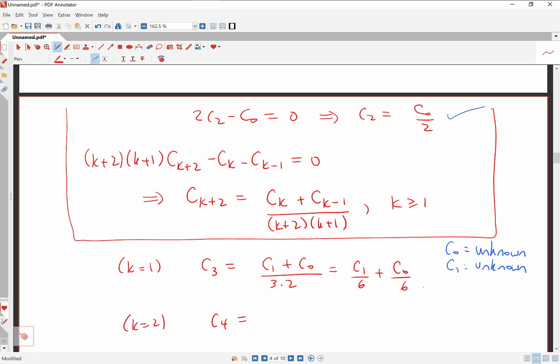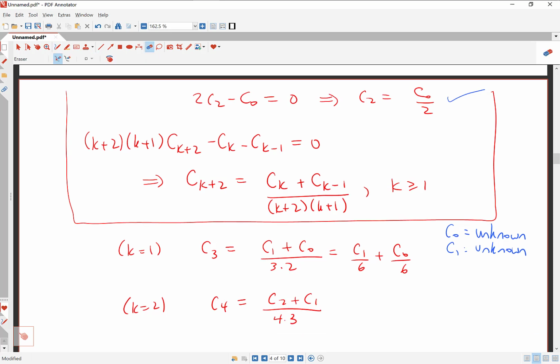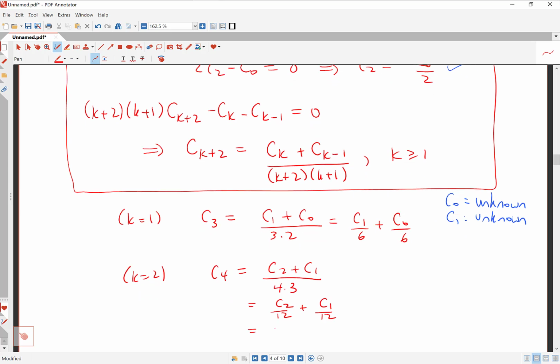So I think we'll need one more coefficient here just to make sure that we're giving enough terms in our answer. Plugging in k equal 2 to our recurrence relation, C4 is C2 plus C1 over 4 times 3. That would be 1/12 of C2, so C2 over 12 plus C1 over 12. But we already figured out above that C2 was C0 over 2. So best way to write this is C0 over 24 plus C1 over 12.